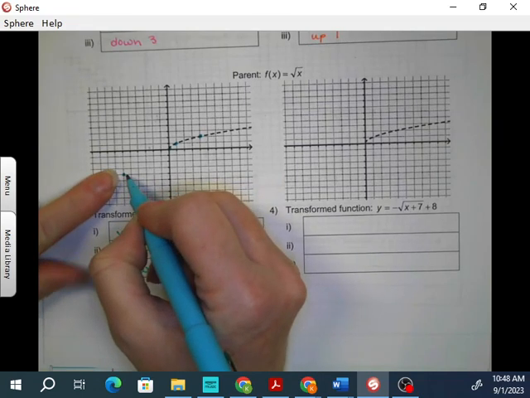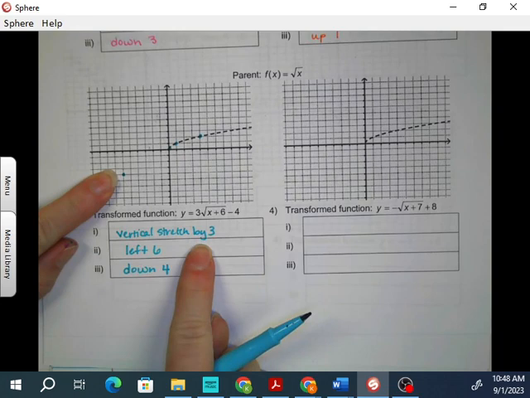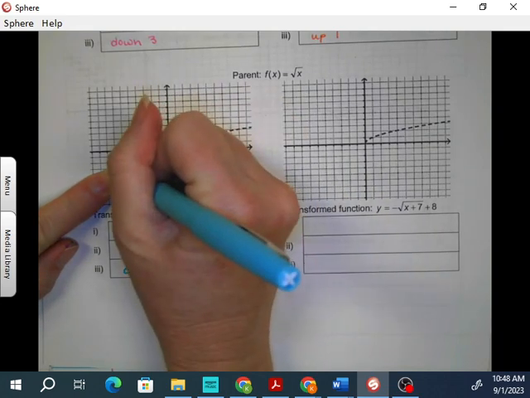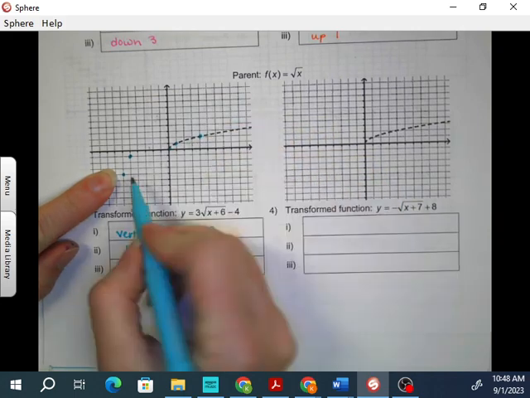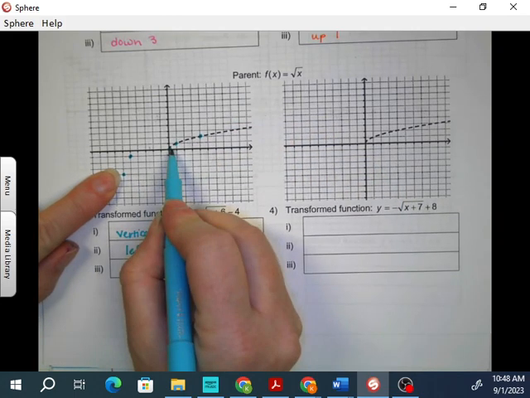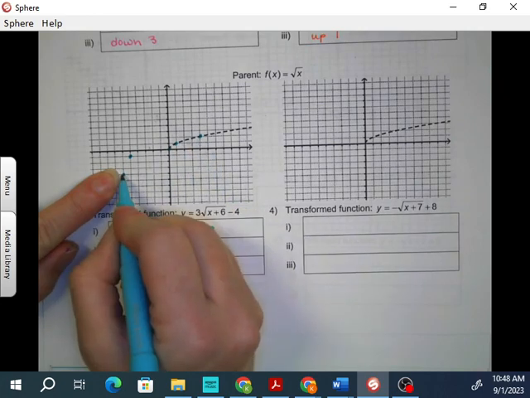Normally from that dot, I would go up 1, right 1, but now I'm vertically stretching by 3. So I'm going to go up 3, right 1. Then I could go back to my dot, and from there I would have gone up 2, right 4. Now I'm going up 6, right 4.